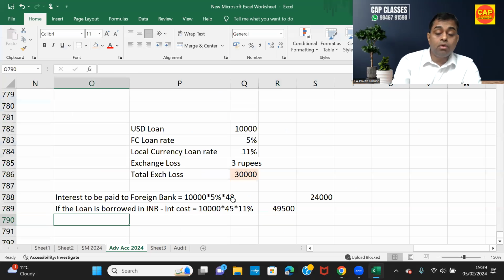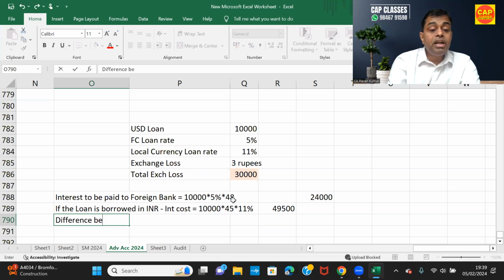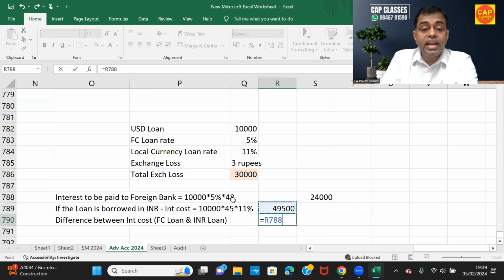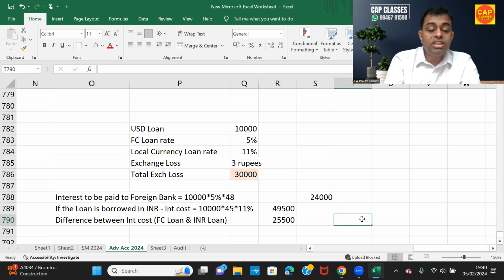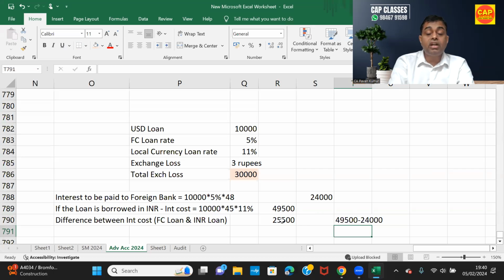Now, the difference between interest cost in the foreign currency loan and the local currency loan, the foreign currency loan and the INR loan. So can I say that it is this minus this? How much is it? 49,500 minus 24,000. So it is 25,500.